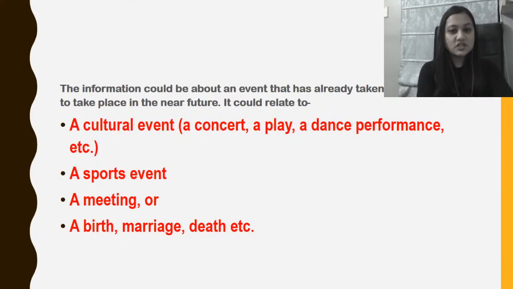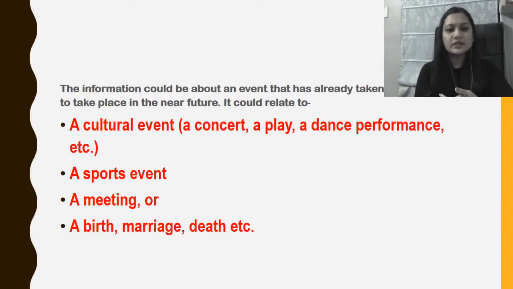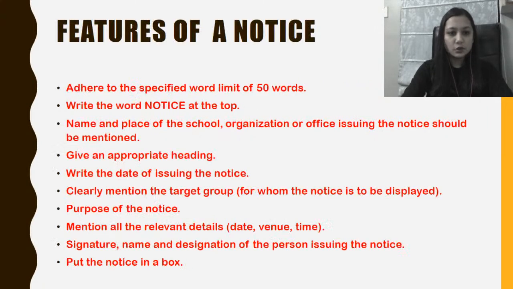Now, the information could be about an event that has already taken place or is about to take place in the near future. So majorly we write about events which are about to take place, right? For example, a cultural event, a concert, a play, a dance performance, etc. A sports event, a meeting, or a birth, marriage, death, etc. of somebody. So these are the common areas wherein we can write a notice.